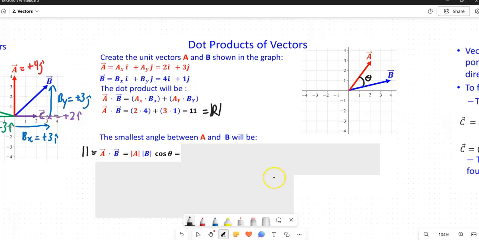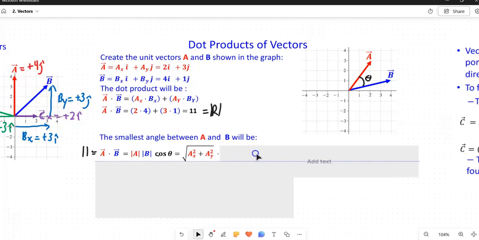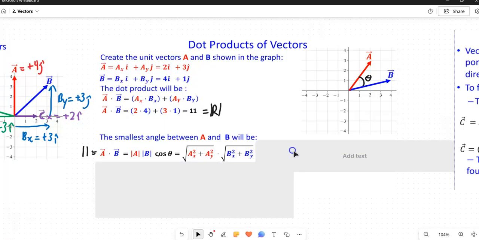Okay. Well, first thing we need to do is figure out the size of A. So we're going to apply Pythagorean's theorem: ax squared plus ay squared, square rooted. And then we're going to figure out the size of B. We're going to apply Pythagorean's theorem to B, which is going to be bx squared plus by squared, square rooted, and then multiply it by that.